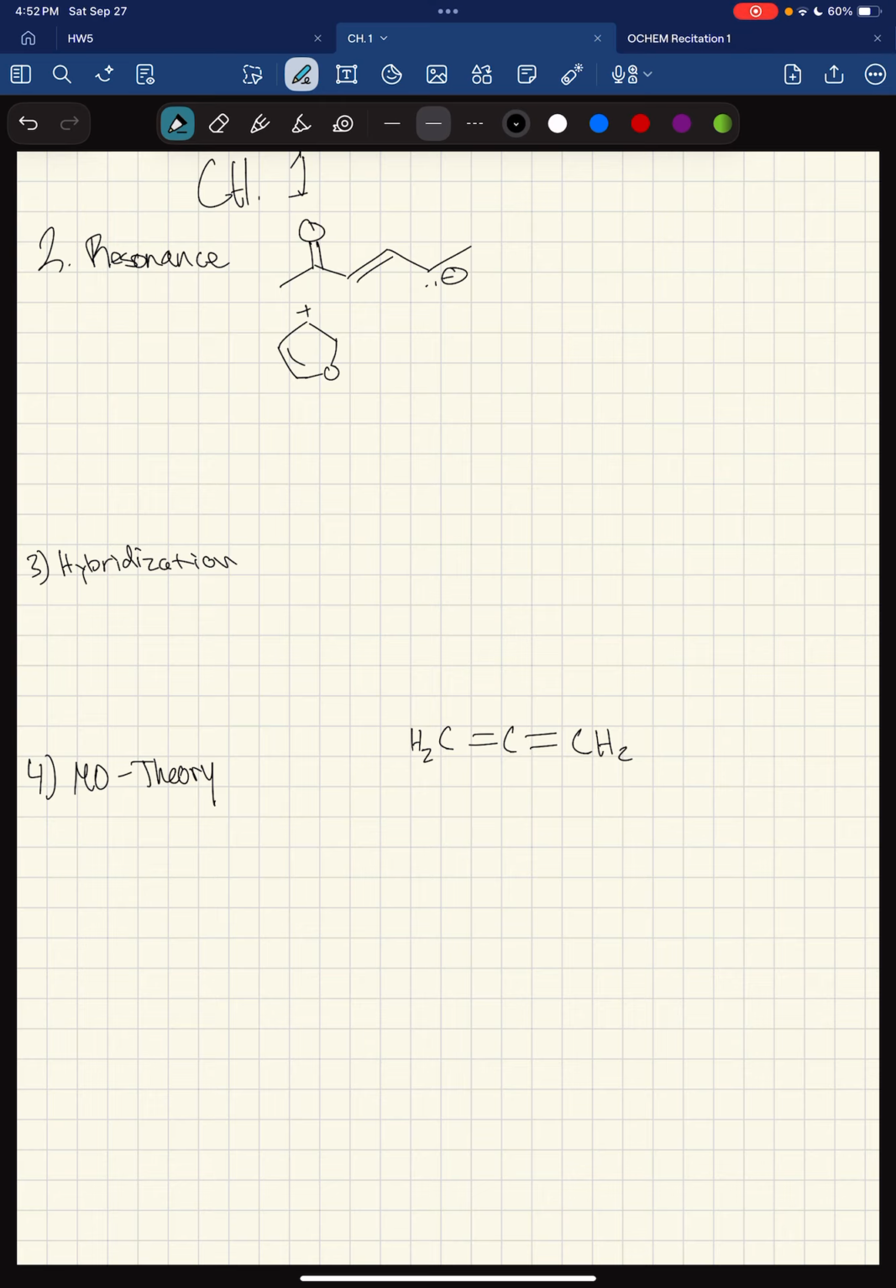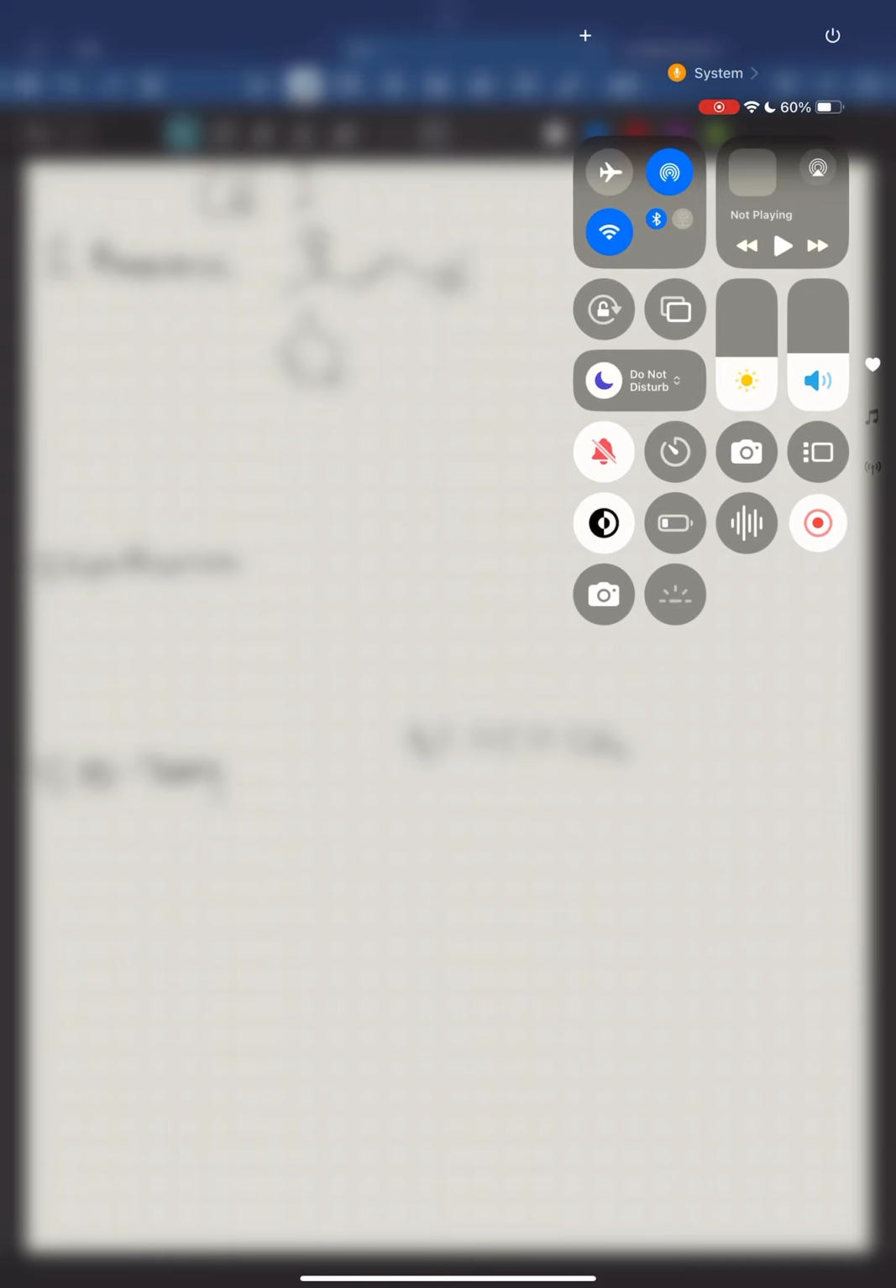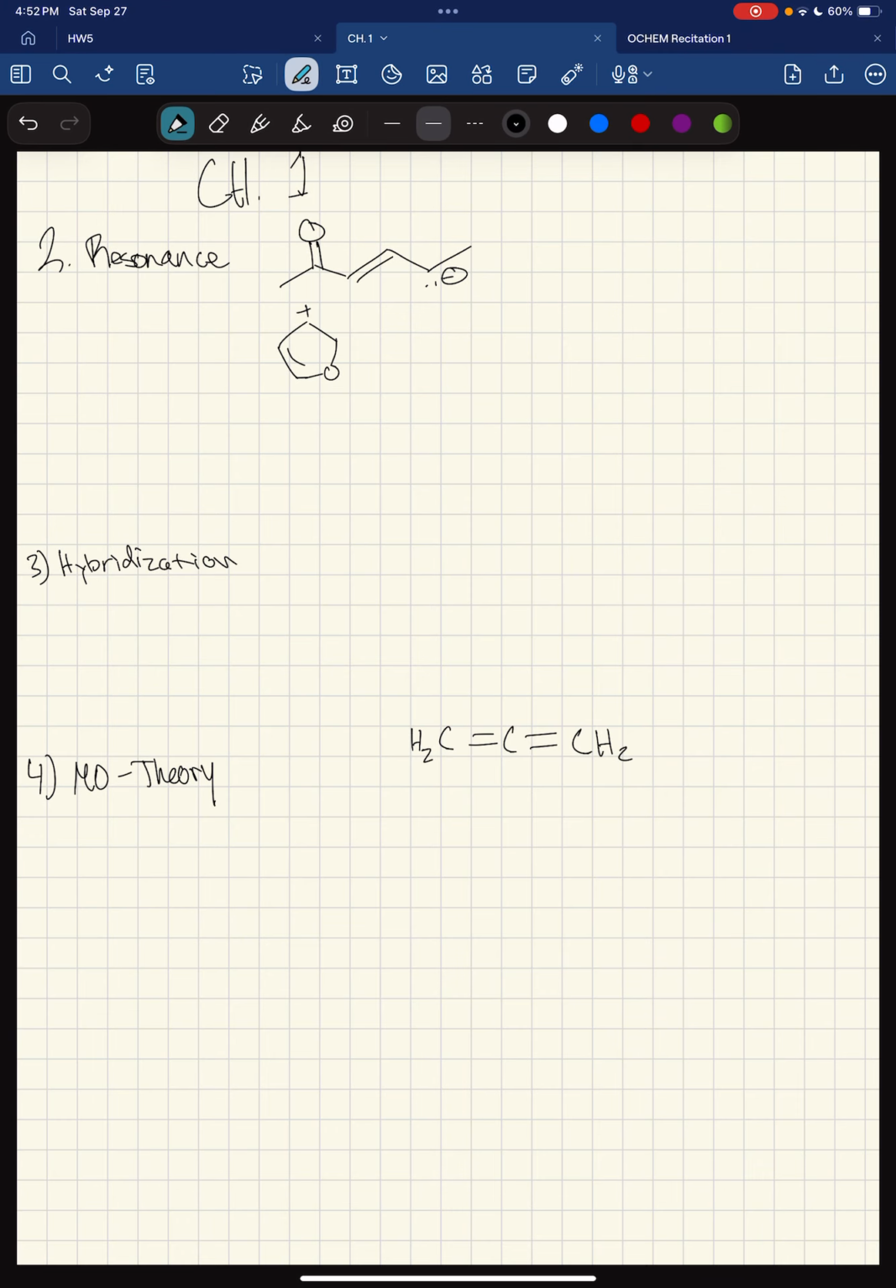All right, so let's just get right into it. I have the concept guide up on a computer. If you want to do the same, I'm just going to be walking through the things. Chapter 1: drawing and interpreting Lewis dot, condensed and skeletal structures, including formal charges. I'm not going to talk about that much. That's something that just takes practice.